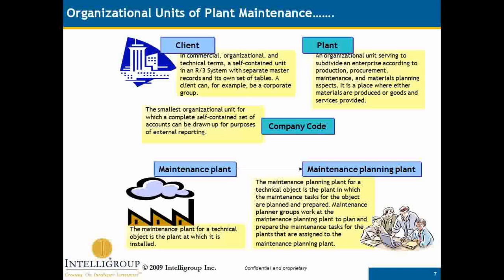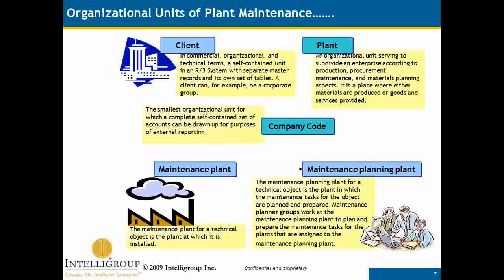Okay, clear? So from there, only these terminologies define the maintenance plant and maintenance planning plant. The difference between them is that the maintenance plant is where the plant is physically located, and the planning plant is where the planning activities are planned. The maintenance plant is where the physical object is located and where the execution will be carried out.